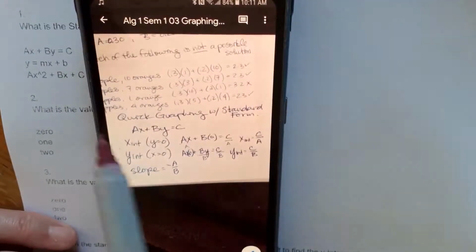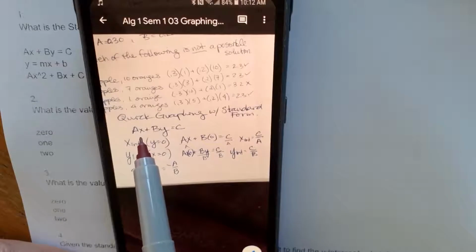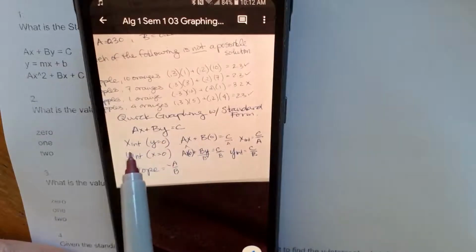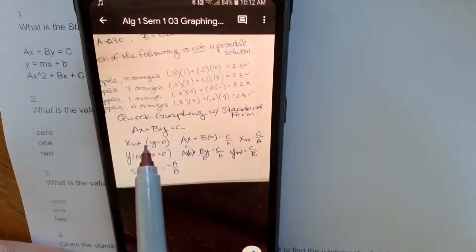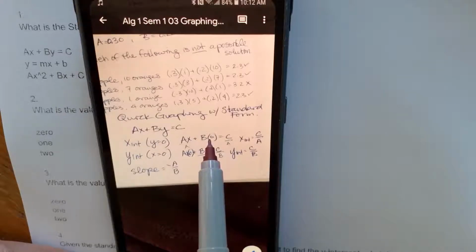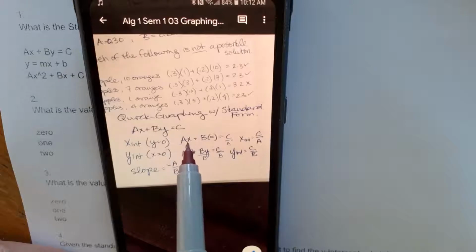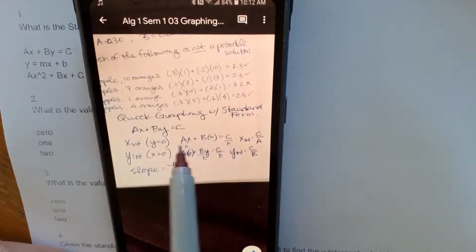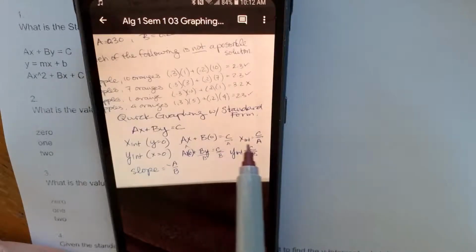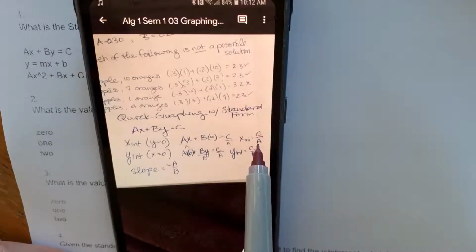I'm going to focus on this right here in the standard form equation ax plus by equals c. The x-intercept is when y is equal to 0. So if y is equal to 0, then the 0 zeroes out this term in the equation. So now ax equals c. Divide both sides by a, and we get x-intercept equals c over a.